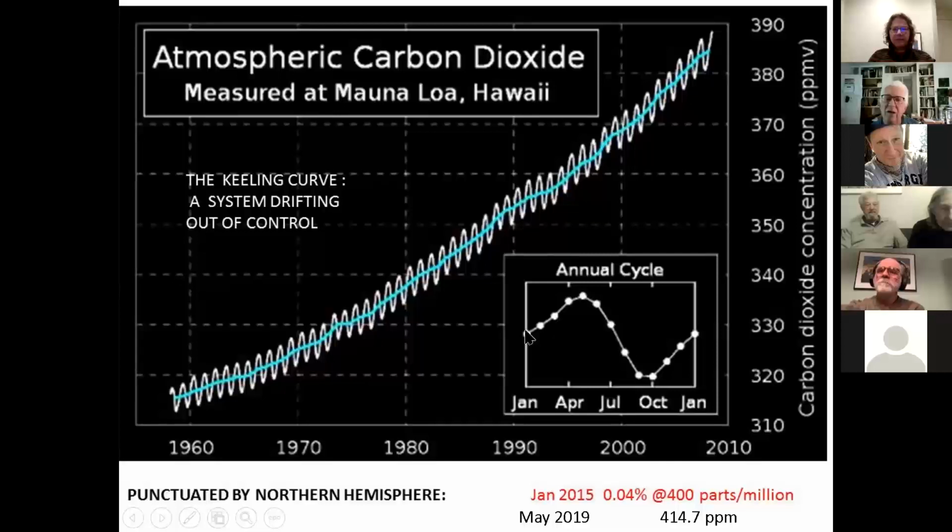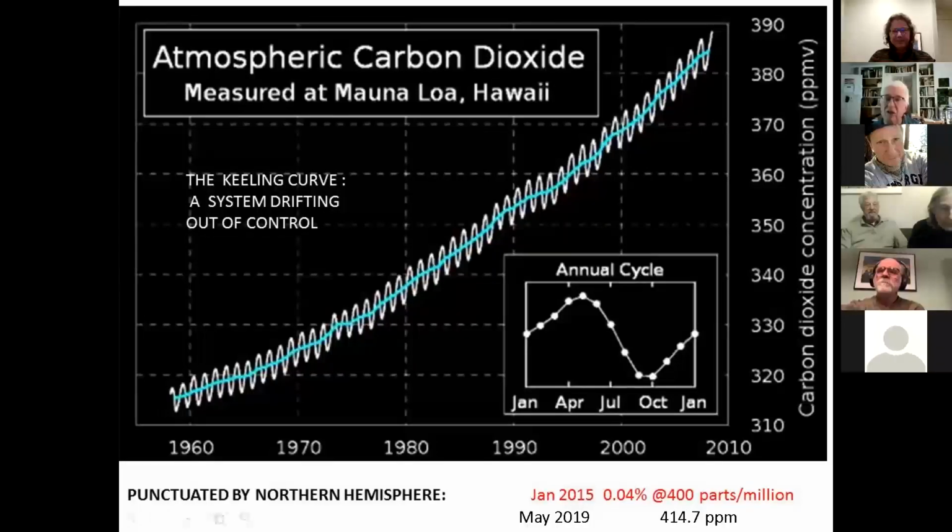Carbon dioxide in the atmosphere increases in January, February, March. Around April, it starts to flatten off. In May, it reaches its peak. In June, it starts to fall. July, August, September, October is about the lowest it is. And then it starts to rise again. And as soon as he saw this, he knew exactly what was regulating carbon dioxide in the atmosphere.